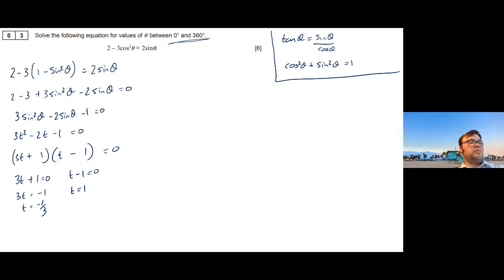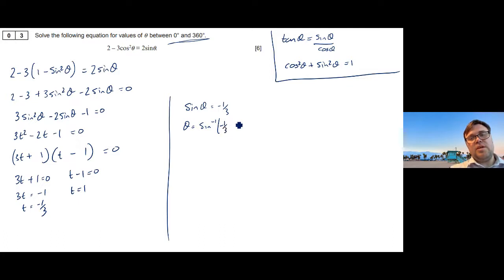So in putting it in terms of 0 and 360, we would then substitute back in, instead of t, we have sine theta equals minus a third, or theta equals sine to the minus 1 of minus a third. And on the other side, we would have sine theta equals 1, theta equals sine to the minus 1 of 1. Put these both in calculators. So for the first one, it's going to be minus 19.47. And for the second one, theta is going to equal 90.